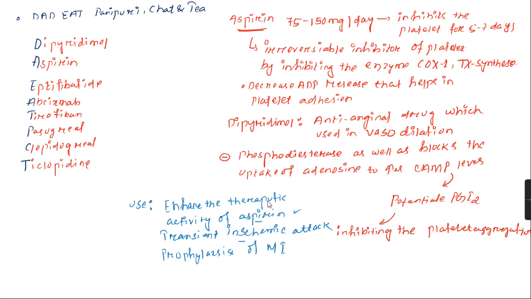Okay. Now we will discuss about P2Y12 inhibitors. One thing I forgot to mention: this EAT class of drugs, that is eptifibatide, abciximab and tirofiban, these are GP2B3A inhibitors, and this PCT, that is Panipuri Chat T, these are P2Y12 purinergic receptor inhibitors.